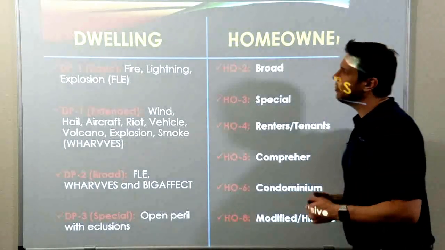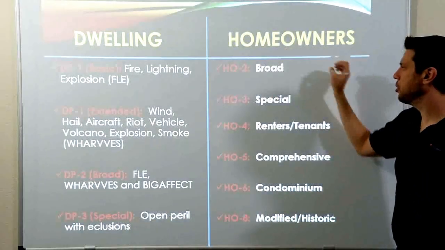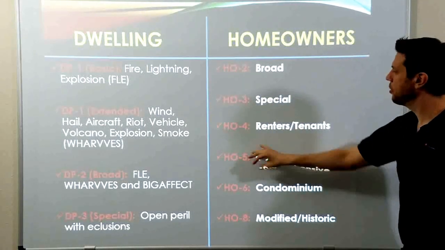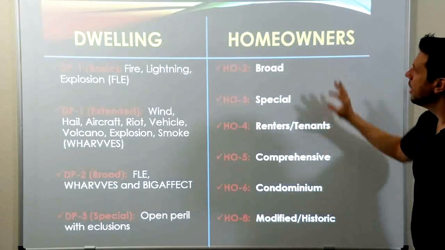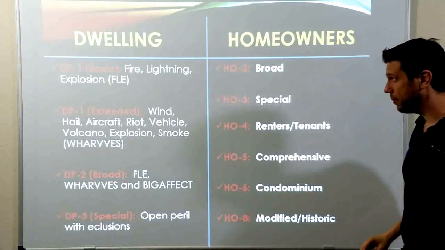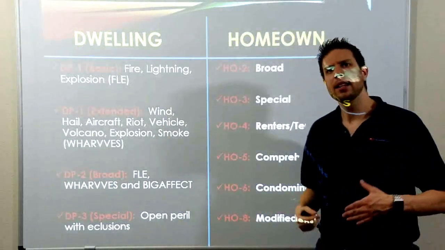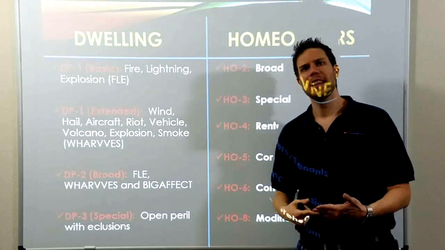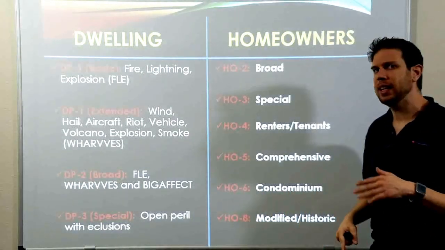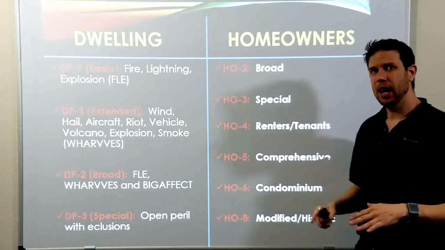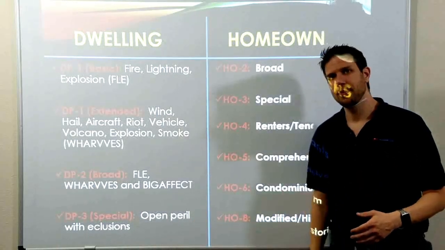So there's 3 dwelling policies: DP1 basic, DP2 broad, DP3 special. There's 6 homeowners: HO2 broad, HO3 special, HO4 renters, HO5 comprehensive, HO6 condo, HO8 modified, also known as historic. There is no HO1, there is no HO7. The names of the policies tell you the perils that the structure is covered under, meaning that the house, the actual building, is covered underneath the perils that the policy has.